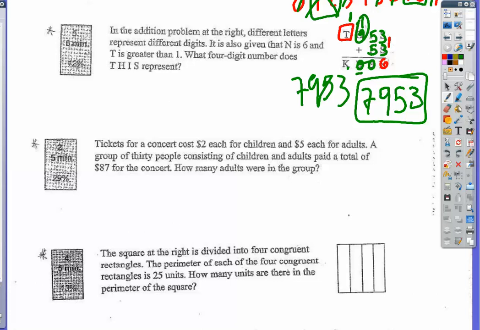Well, we know that each child is $2. So 2 times the number of children's tickets will give you how much money you earn from children's tickets. Likewise, each adult ticket is $5. So $5 times A is the amount that you earn from the adult tickets. And to get the total cost, or total income, we add those together.